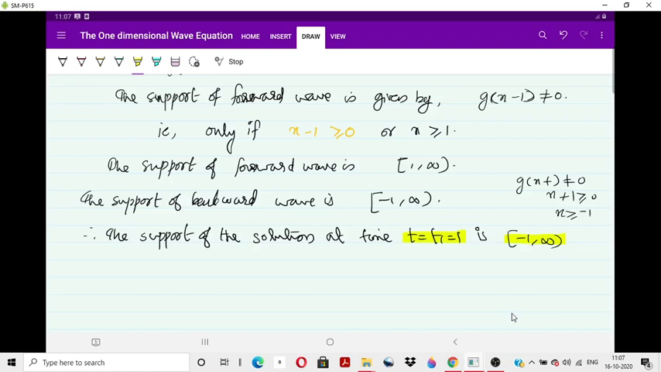And the intersection of the supports of the forward and backward waves is given by minus 1 to infinity intersection 1 to infinity, that is the interval minus 1 to 1. And on this interval, the solution forms a linear function thanks to the backward wave.